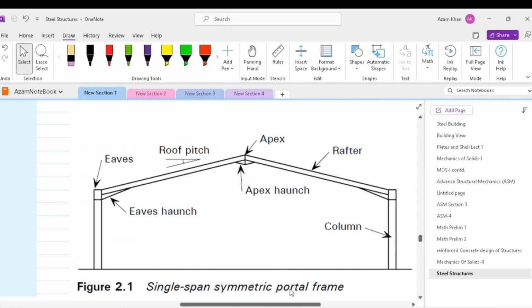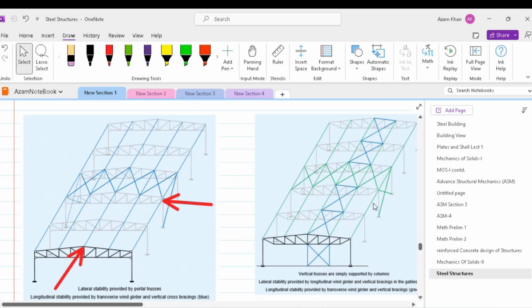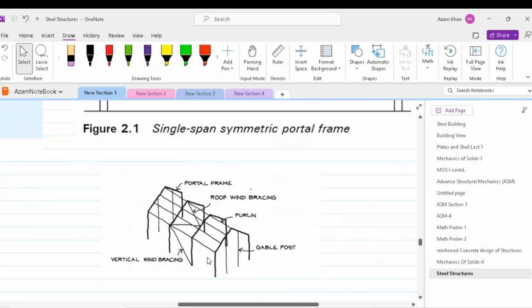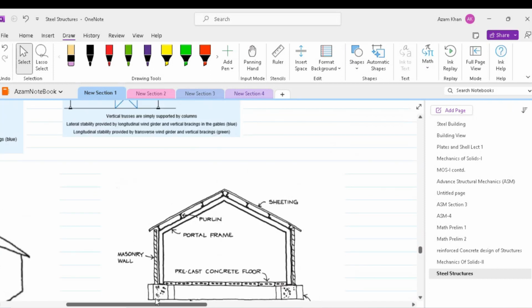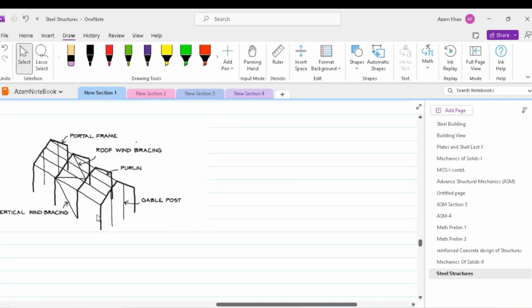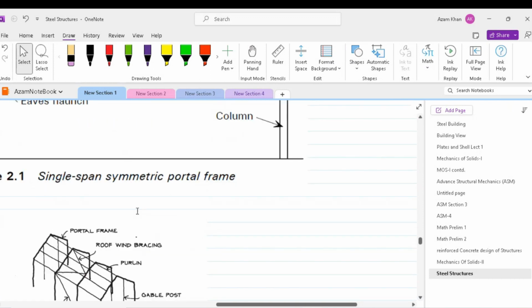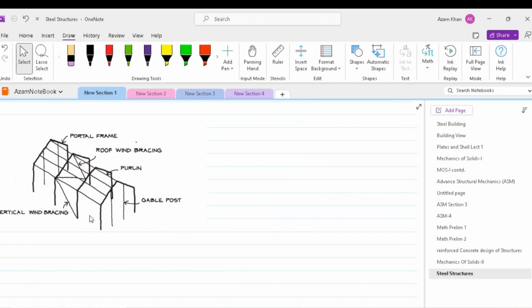Instead of a portalized frame, we can also have trussed frame arrangements as shown over here. In the case of a portal frame system, we can have different parts such as the wind bracing, the roof bracing, and the gable posts. Thus, the steel frame is a 1D structure because the frame is stretched in one dimension and its action is also 1D because the loads are applied in the same direction as the plane of the frame.